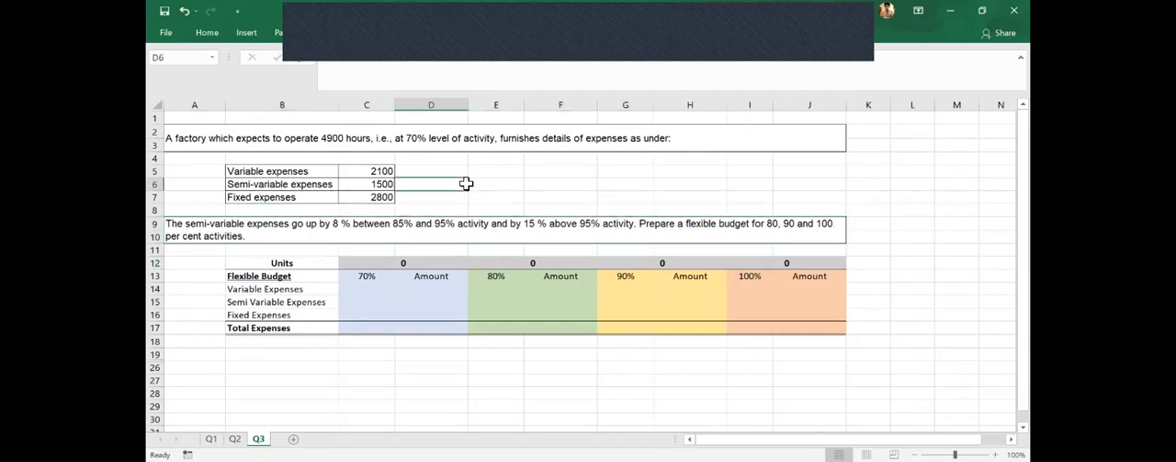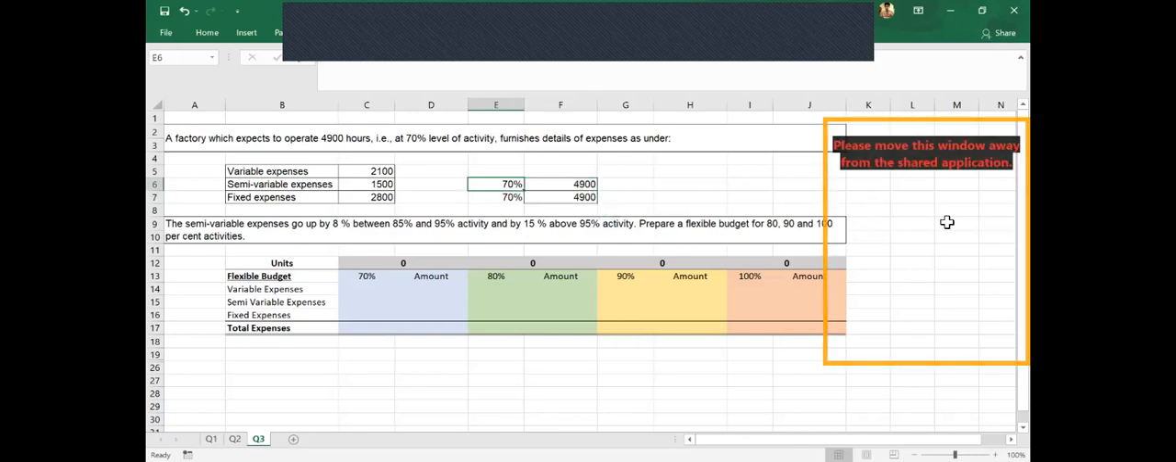I had obviously overcomplicated it the last time I tried to solve it, but it's very simple. So 2100 is your variable expenses for 4900 hours. So the first thing you can do is, your operating capacity is 70%. At 70%, you are operating at 4900 hours. So one second, let me make this general. Yeah, so 4900 is my general capacity.